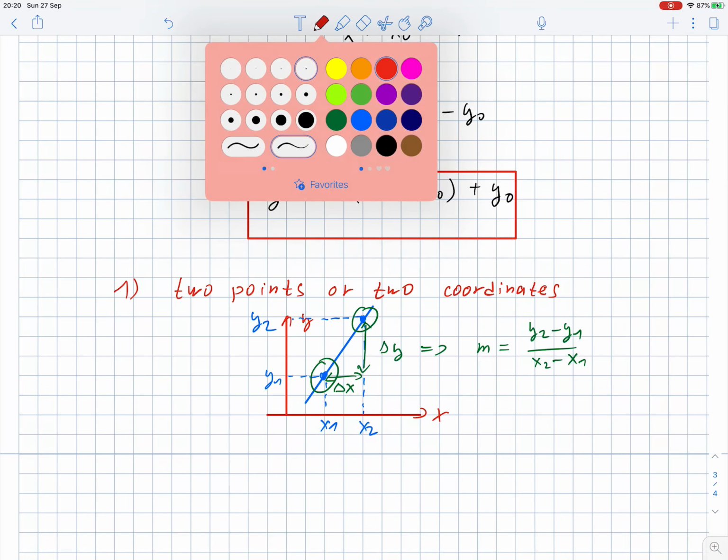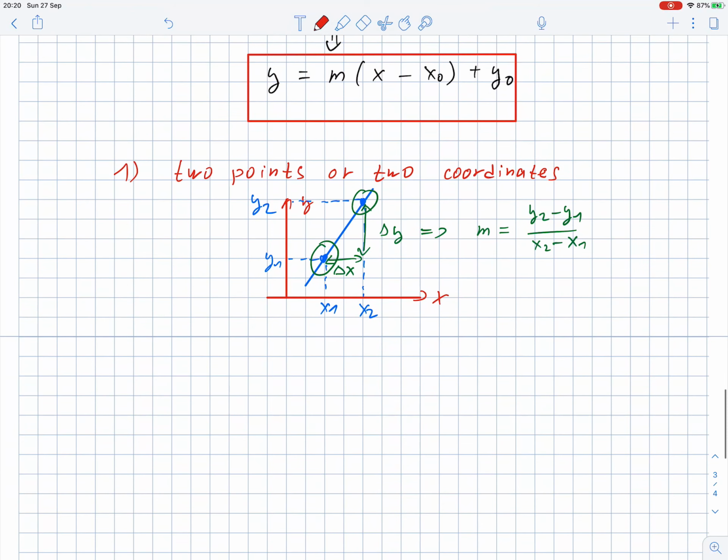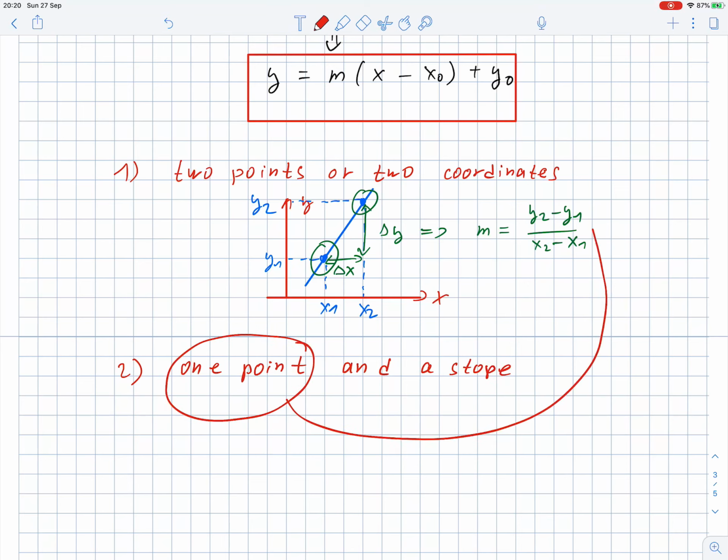The second possibility to find a mathematical expression for a linear function: you need 1 point as a given point and a slope, because this 1 point will become the fixed point of the linear function, and a slope. This is the slope.